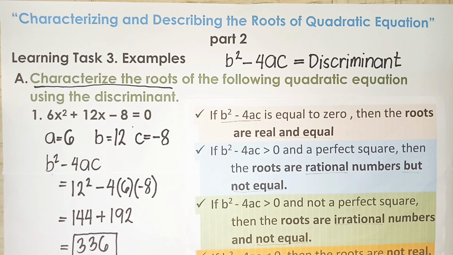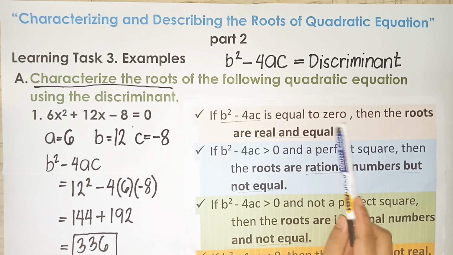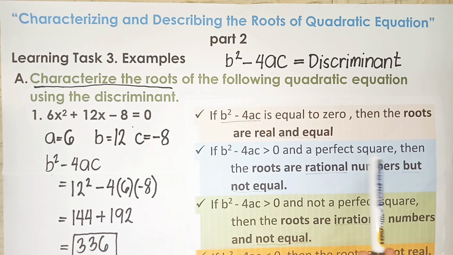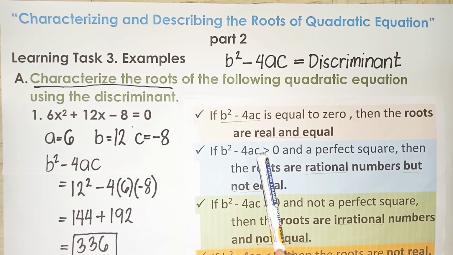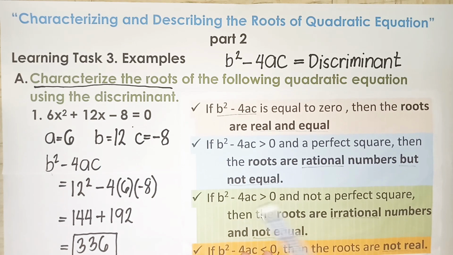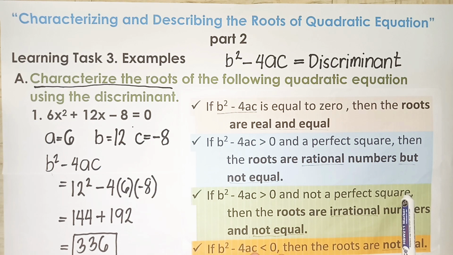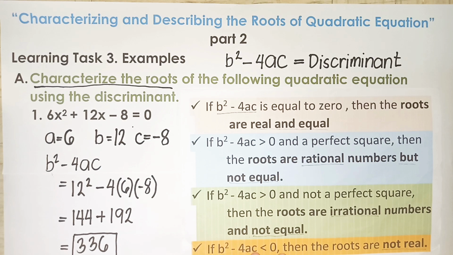336 is not 0, so we're not going to use this. And it is not a perfect square, but it is greater than 0. Let's check this one. It is greater than 0, yes. And not a perfect square, yes. The characteristic of the roots of this equation, number 1, are irrational numbers and not equal.